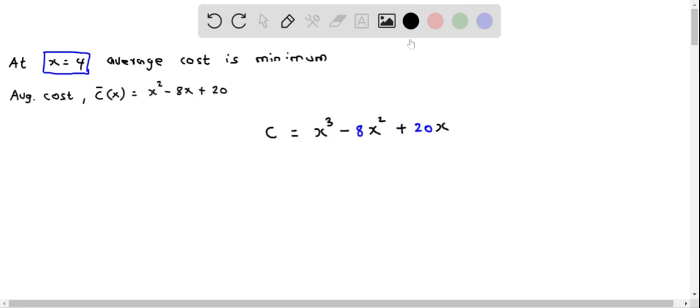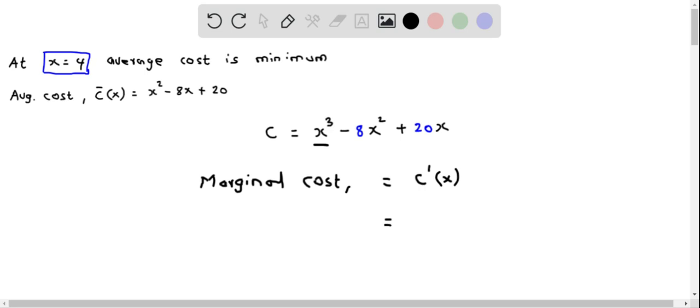In the second part of this question, we show that marginal cost and average cost are equal at this production level. That is, at x equal to 4, the marginal cost and average cost are equal. So let's first find the marginal cost. The marginal cost is given by the derivative of C, that is C prime of x. And so let's find the derivative of the cost function.